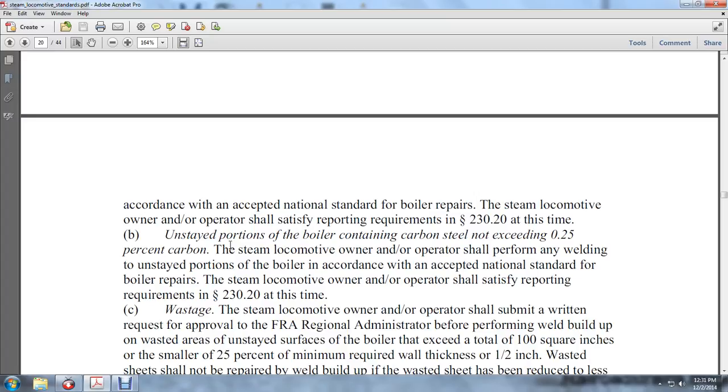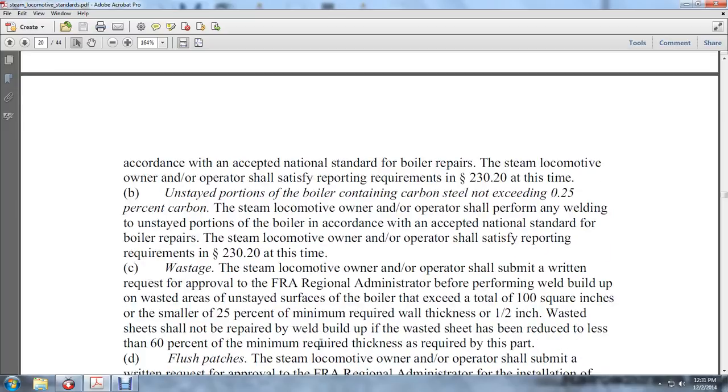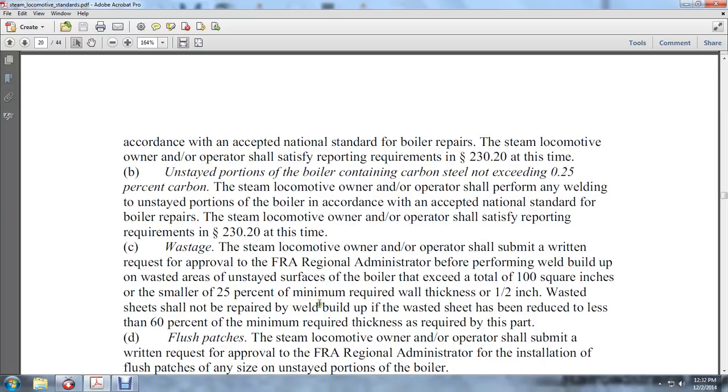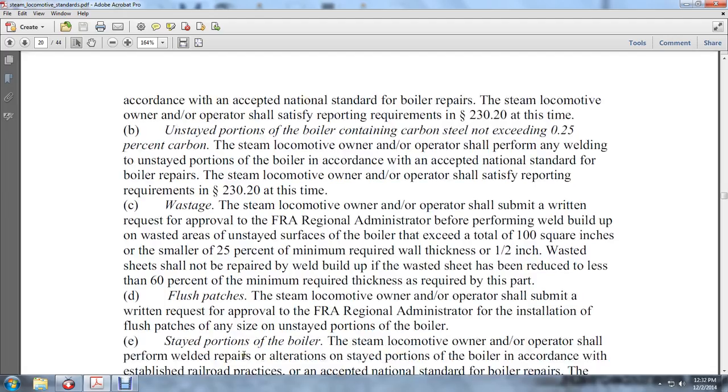230-20 at this time. The steam locomotive owner and operator shall submit a written request for approval of the FRA regional administrator before performing welding that builds up wasted areas on the unstayed surface of the boiler exceeding a total of 100 square inches, or where the sheet is below the 25% minimum required thickness of 1.5 inch. Wasted sheets shall not be repaired by weld up if wasted sheets have been reduced to less than 60% of the minimum required thickness as part of this part. Flush patches: the steam locomotive owner and operator shall submit a written request for the approval of the FRA regional administrator for the installation of flush patches of any size on the unstayed portions of the boiler.